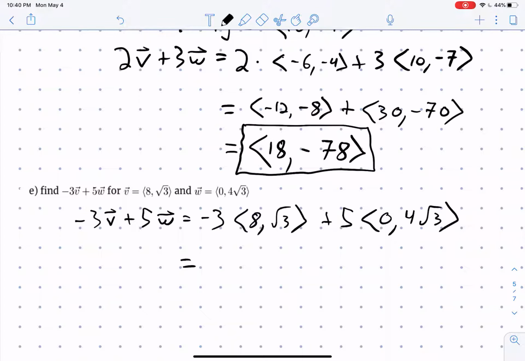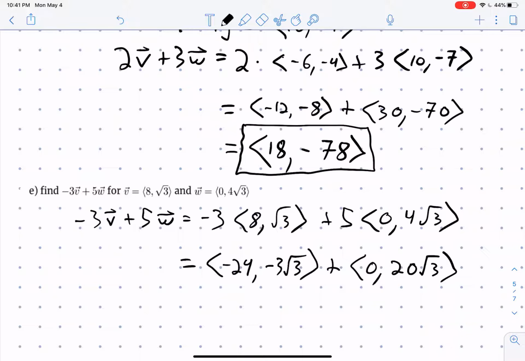That is equal to, well, we multiply through and we get minus 3 times 8 is negative 24, and minus 3 times radical 3 is just minus 3 radical 3. And then multiplying 5 in here, 5 times 0 is just 0. That one is handy. And then 5 times 4 radical 3. The 5 is not in a radical, so we multiply it by the number in front. 5 times 4 is 20 radical 3.